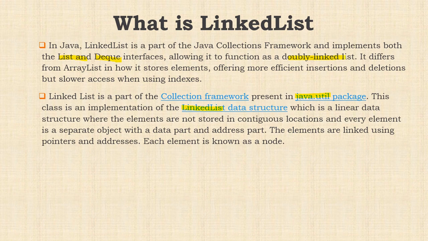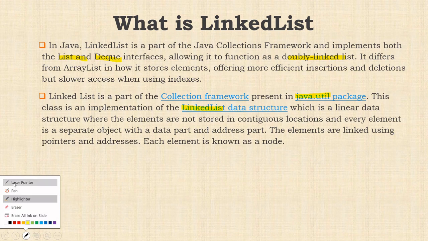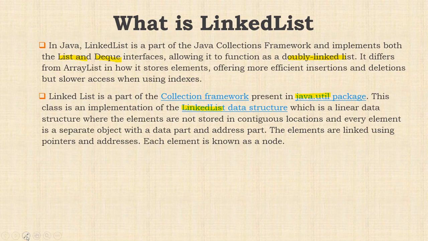A linked list data structure is a linear data structure where the elements are not stored in contiguous locations, and every element is a separate object with a data part and an address part. The elements are linked using pointers and addresses. Each element is known as a node. I will try to describe it shortly; it will not take much time to understand the doubly linked list. So linked list internally uses the doubly linked list concept, and I will tell you how it works.